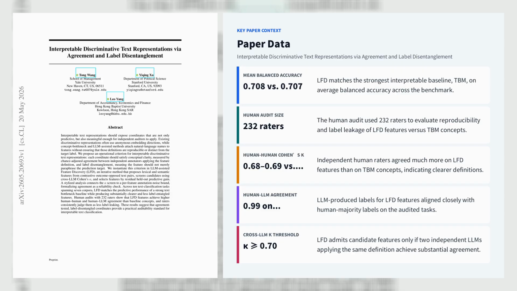a LightGBM head. A stylized analysis links the kappa screen to a per-feature annotation noise bound, giving an operating point interpretation for reliability rather than only post-hoc plausibility.